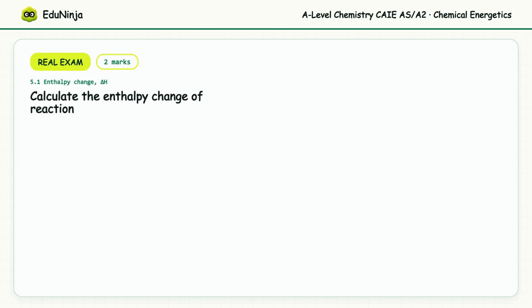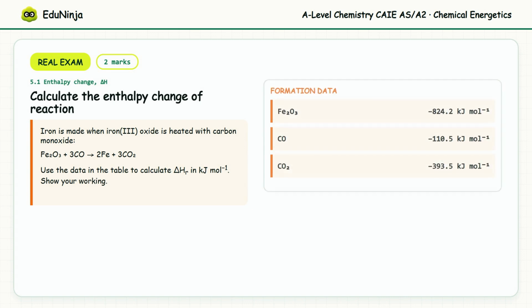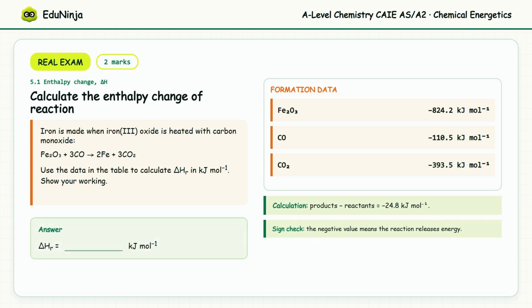For the final question, use the enthalpy of formation data in the table. First, write the formation equations, then calculate the enthalpy change for the reaction. The reaction enthalpy is the formation enthalpy of the products minus the formation enthalpy of the reactants. Substituting the values gives minus 24.8 kilojoules per mole.